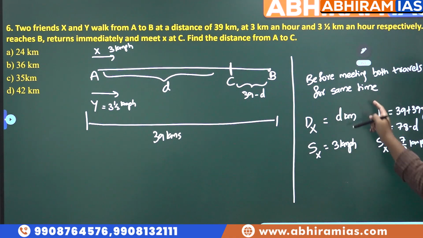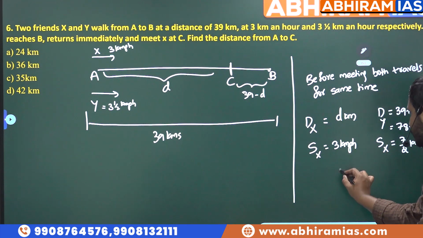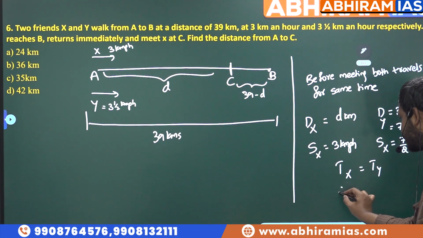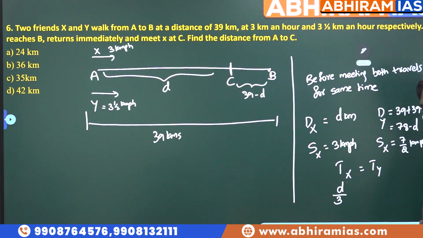Now in both cases the time is equal. The time formula is distance by speed. So the time taken by X is equal to the time taken by Y. Time for X is D by 3. According to Y, the time is 78 minus D by 7/2. Cross multiply that. First do this and calculate the D value. Solve it. Understood?